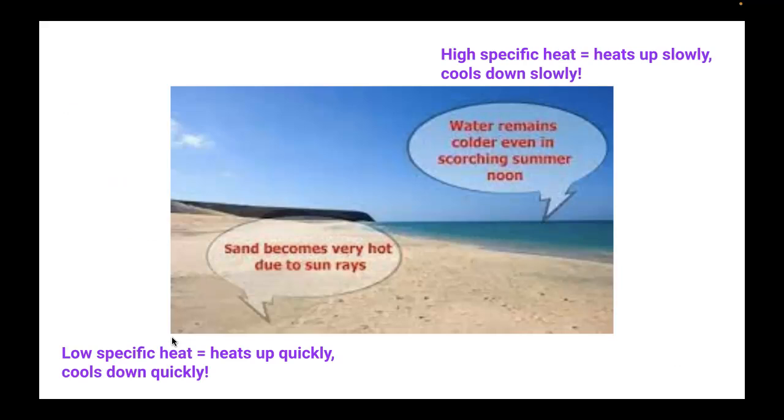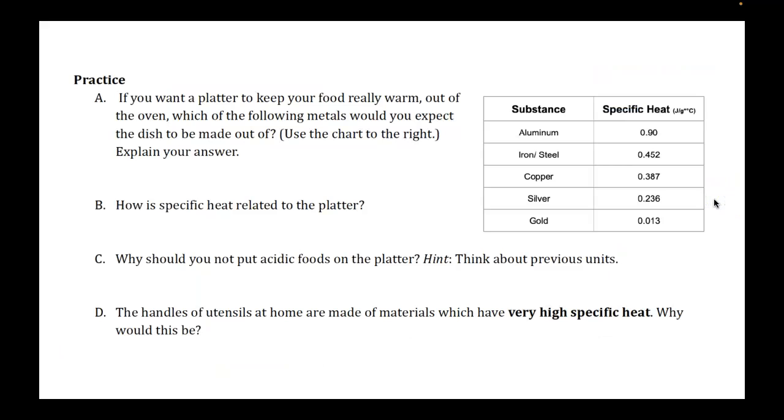It is because high specific heat heats up slowly and cools down slowly, versus low specific heat heats up quickly and cools down quickly. So sand has a really low specific heat, so it becomes very hot very quickly, versus it would take a lot longer for the water to heat up, or again cool down as well.